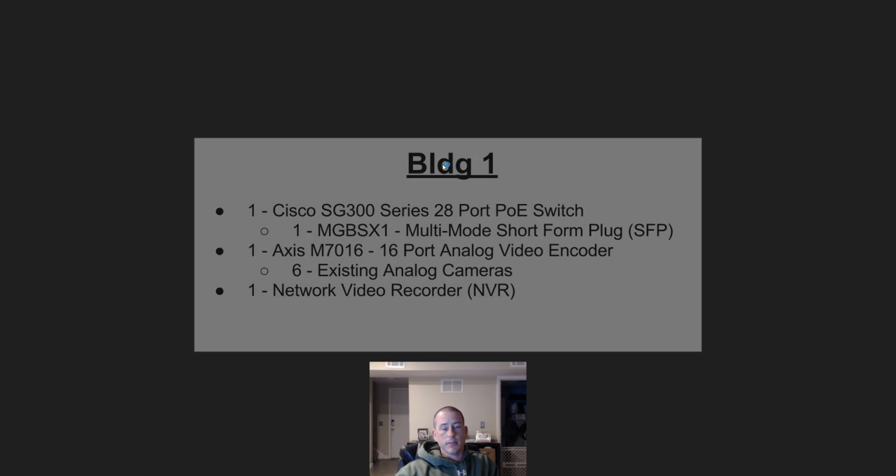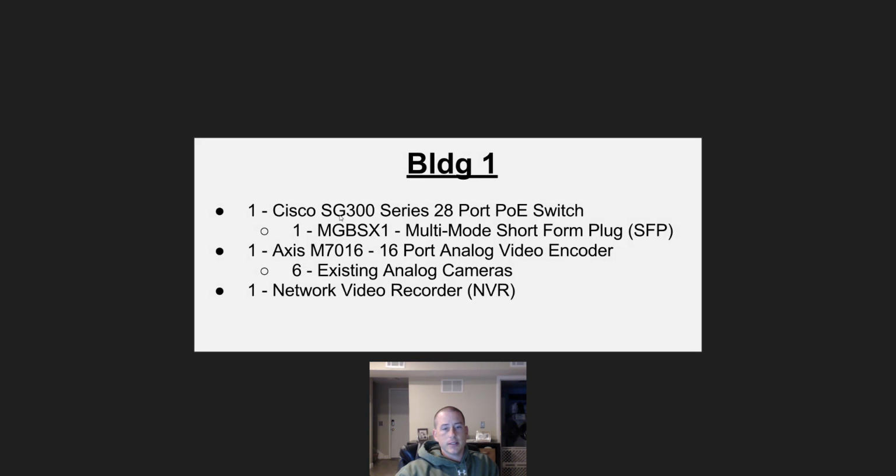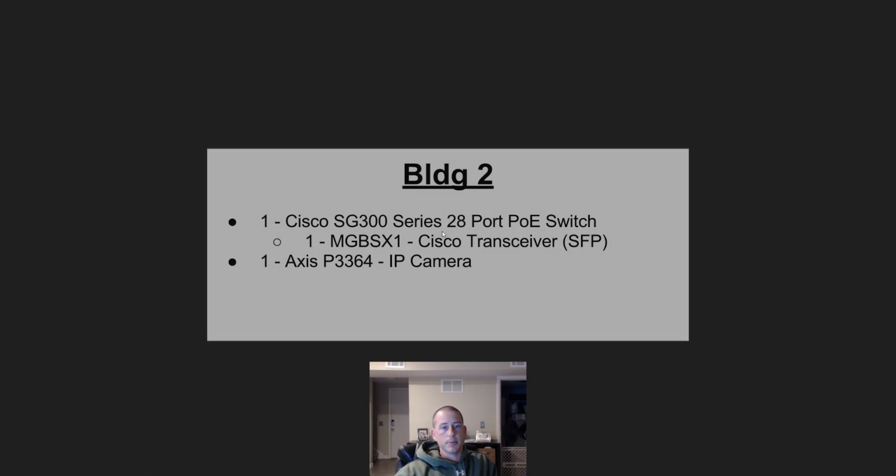The equipment list that you've been given for building 1 is a Cisco SG300 28-port PoE switch that you need to install a multi-mode SFP in, which is short for small form-factor pluggable, and you're going to use an Axis M7016 16-channel encoder to digitize the streams coming from those 6 existing analog cameras, and then you're going to record it all to a network video recorder. That's also going to reside in the first building.